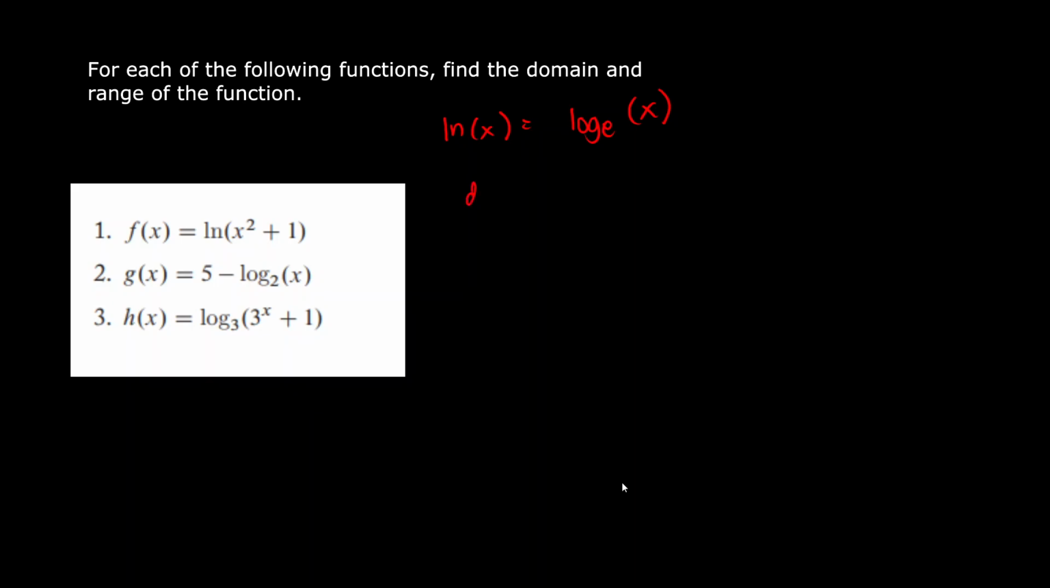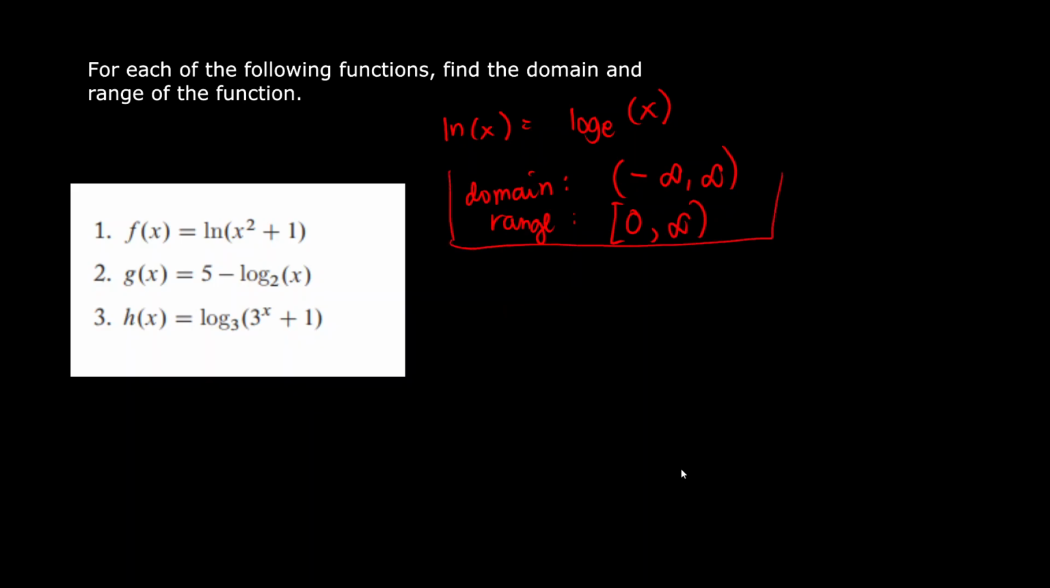So, ibig sabihin, ang domain natin dito is negative infinity to positive infinity. Kasi kahit anong input mong values dyan, walang magiging problema. Yung range naman niya, ang pinakamababa is kapag ang x mo ay 0, so ln 1, that is 0. Okay, so 0 hanggang positive infinity. Ito po yung domain and range ng number 1.